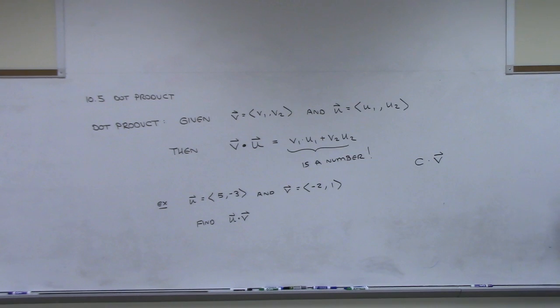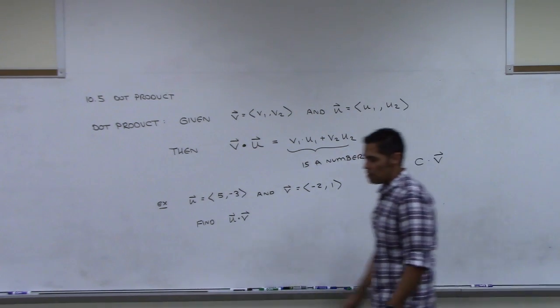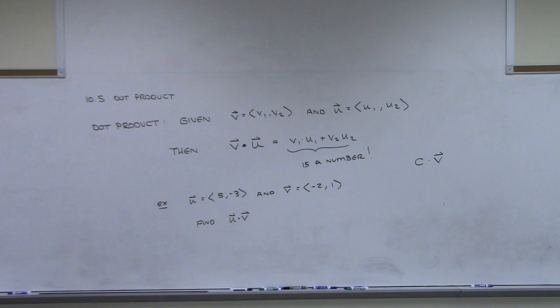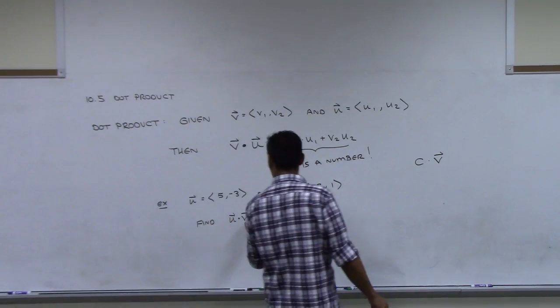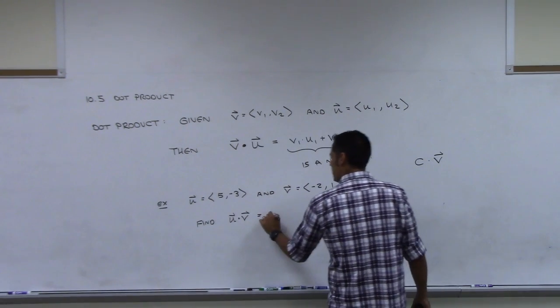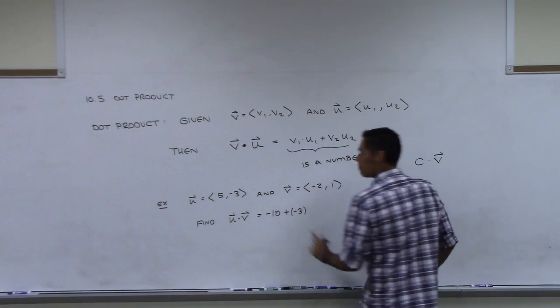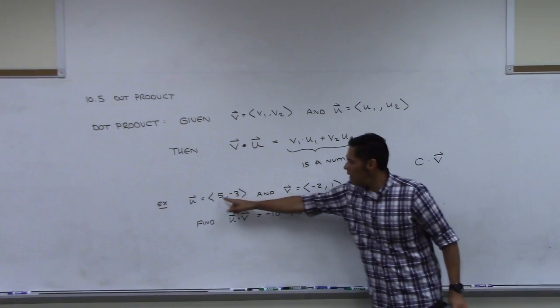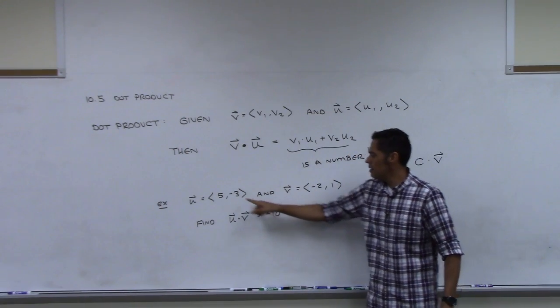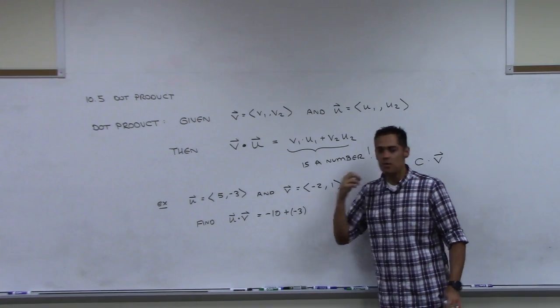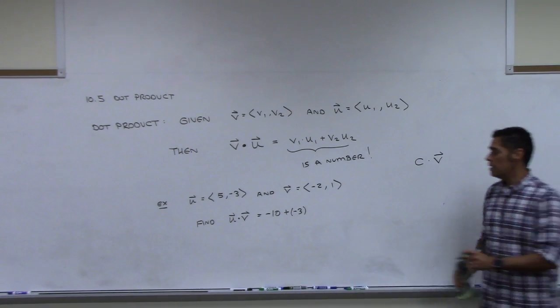All right, so do that calculation real quick. What's u dot v? Who has it? What? It's negative 10 plus negative 3, right? So you're doing 5 times negative 2, which is negative 10, negative 3 times 1, which is negative 3, and adding the two answers together. So you get negative 13.